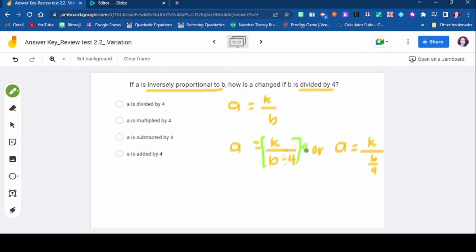So you will know that there will be a change of A. The change of A will become multiplied by 4. Why do we have to multiply it by 4? So that we will come up with the value of our constant later on. So K will be over B this time. So the answer is multiplied by 4.